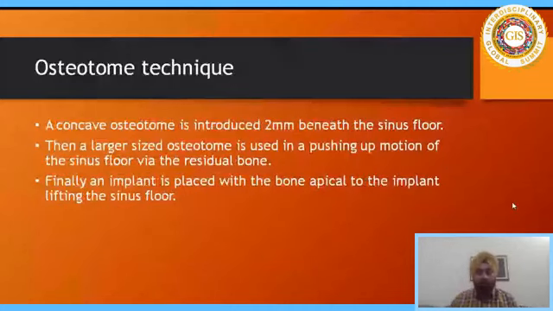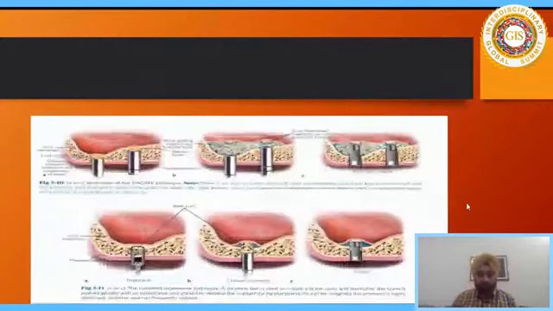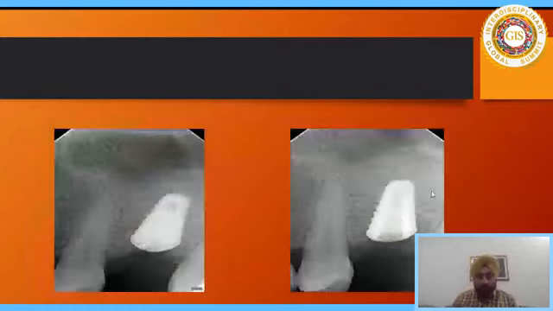A concave osteotome is introduced 2 mm beneath the sinus floor. Then a large-sized osteotome is used in a pushing-up motion of the sinus floor via the residual bone. Finally, an implant is placed with the bone apical to the implant. It lifts the sinus floor. First, we introduce a concave, then we push with a bigger-sized convex osteotome. It helps in condensing the bone and the graft, and then the implant also pushes the graft, and the sinus lift is achieved. We can also place multiple implants with this, but the anatomy has to be understood.